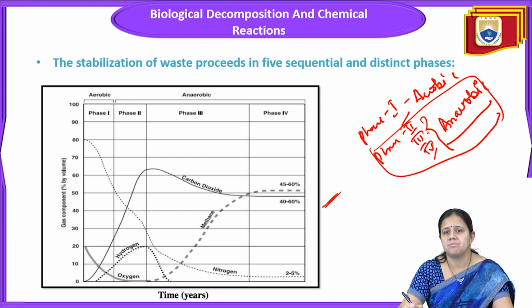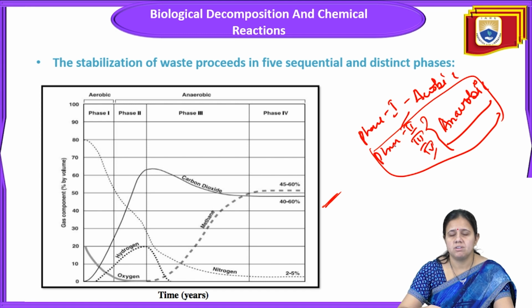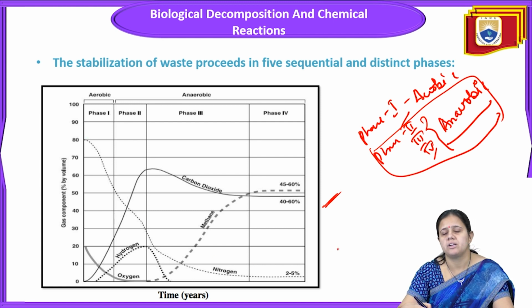So you can see that phase 1 starts from 80 percent, because the loss of oxygen will be there, so it goes down, nitrogen will be there, and up to phase 4 very little methane will be produced. This is the line for carbon dioxide. Carbon dioxide is also 40 to 60%, and this dotted line is for methane.